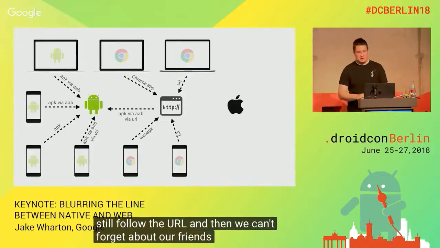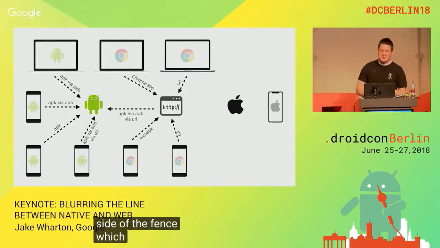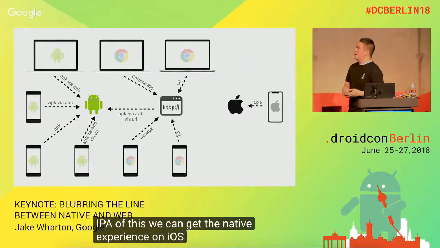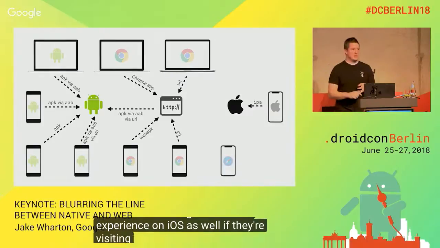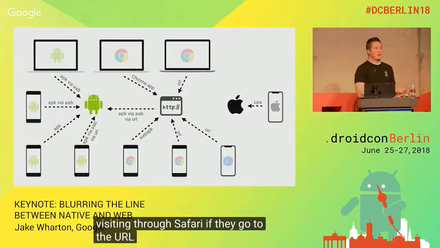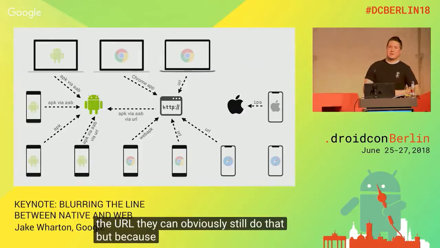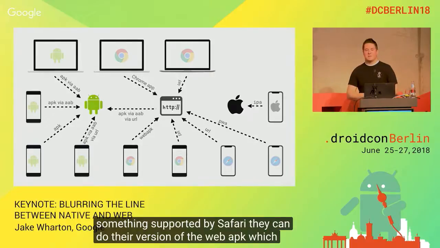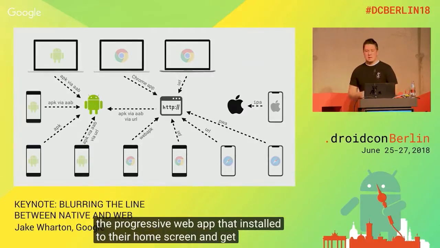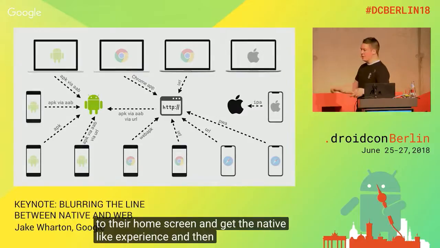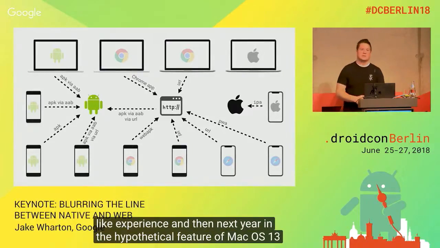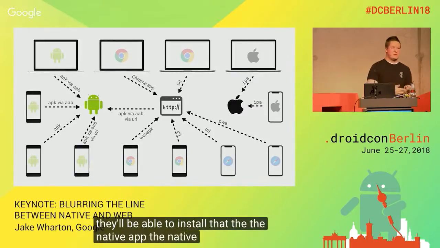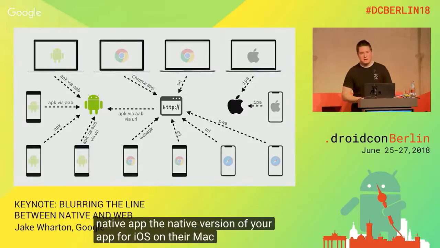And then we can't forget about our friends on the other side of the fence, which is, if we spat out an IPA of this, we can get the native experience on iOS as well. If they're visiting through Safari, they can obviously still go to the URL, but because the web app manifest is supported by Safari, they can do their version of the web APK, which is the progressive web app installed to their home screen, and get the native-like experience. And then next year, in the hypothetical future of macOS 13, they'll be able to install the native version of your app for iOS on their Mac.